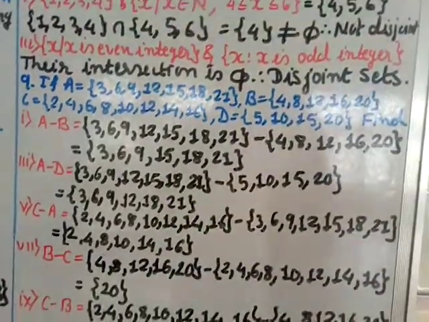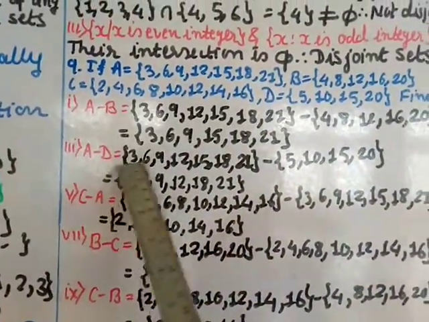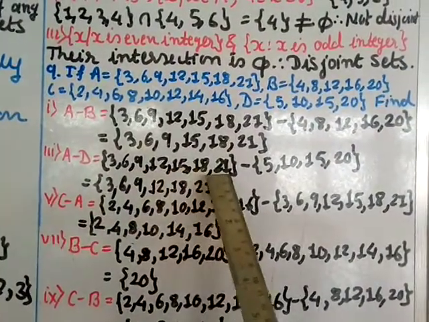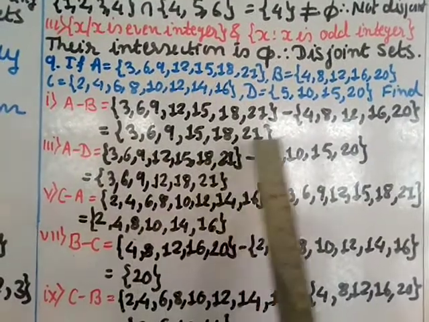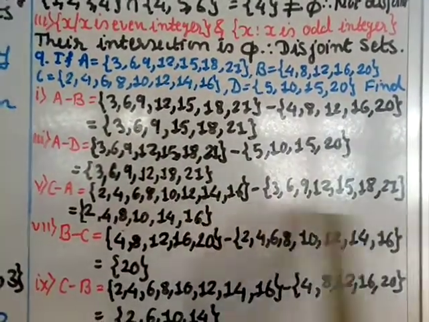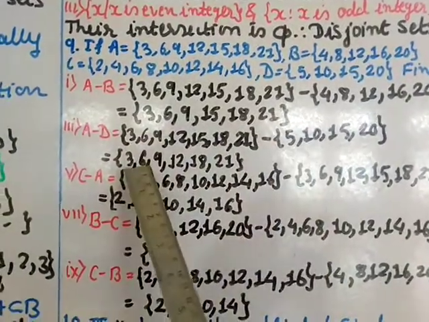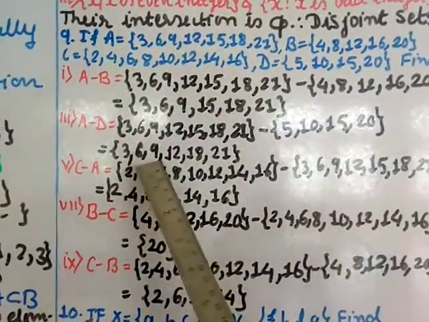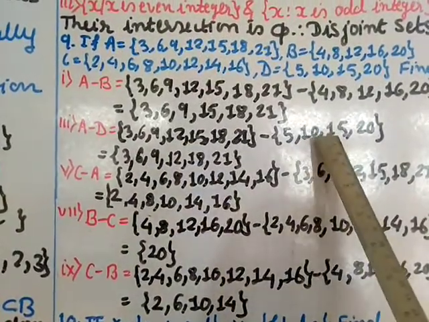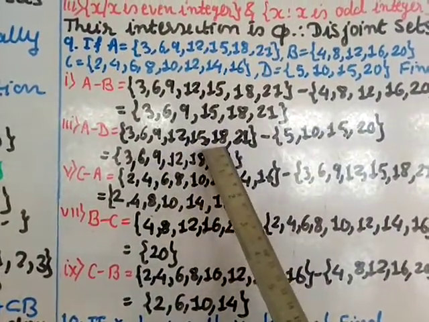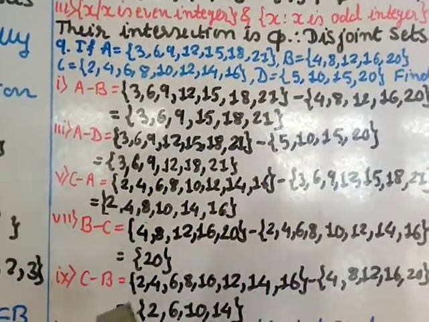Roman number 3, A minus D. A is 3, 6, 9, 12, 15, 18, 21, and D is 5, 10, 15, 20. Elements of A, if they occur here, we will not take. So 3 is not here, so I will take it. 6 is not here, so we will take it. 9 is not here, so we will take it. 12 is not here, so we shall take it. 15 is here, so we will skip this. 18 is not here, so we will take it. 21 is not here, so you will take it.